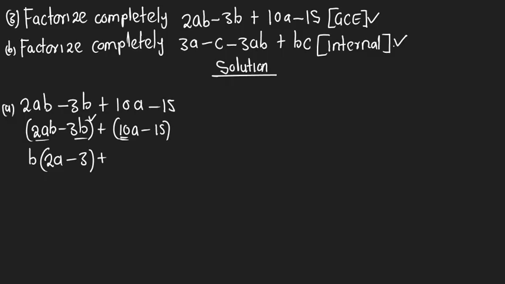What is common here? It's 5, because 5 can go both in 10 and 15. So your 5 is common. What is going to remain is 2a minus 3. Now, check: what's inside here and what's inside here are the same. That is how you know what you're doing is correct. From there, you start smiling because you are happy that what you're doing is correct. So you write it like that.